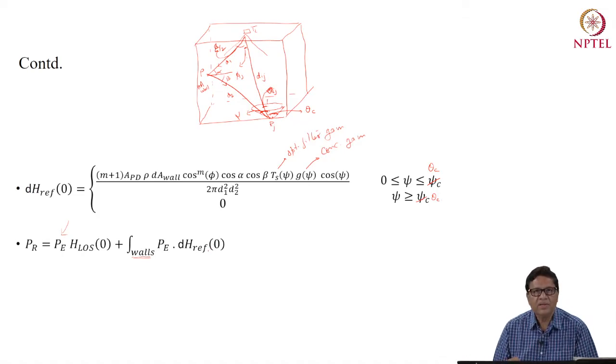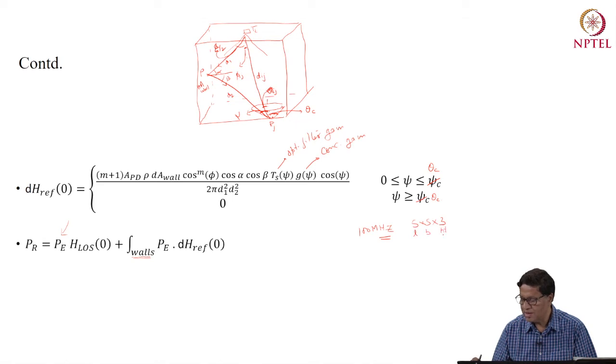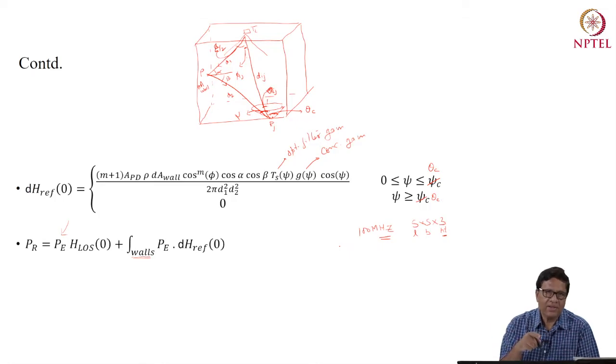So why am I assuming DC here every time? Because the channel bandwidth is typically of the order of 100 megahertz, which you can calculate for a room which is 5 cross 5 cross 3. 5 is the length, this is the breadth of the room, this is the height of the room. So the maximum path difference is between the line of sight and the other path which is covered by the non-line of sight. So the maximum would be, say, 3 meters for such a small room.